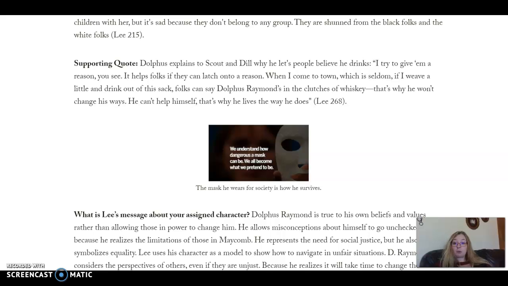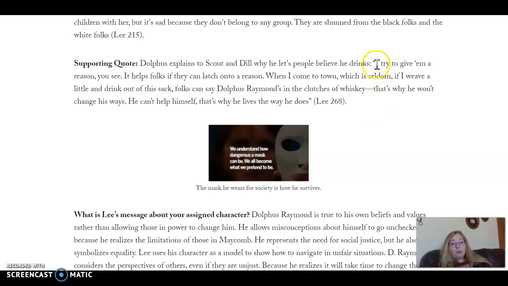So this is a direct quote. And again, I'm starting out with a full sentence lead-in, identifying the speaker. I'm framing it, right? And we've talked about that. I'm identifying the speaker, and I'm letting the audience know who that speaker is talking to in that first sentence. Dolphus explains to Scout and Dill why he lets people believe he drinks: That's a full sentence, so I'm going to end it with a colon. I'm not going to end it with a comma. However, if I would have just said Dolphus explains and stopped right there, I could have used a comma. But in this case, it's a full sentence, so I need to use that colon.